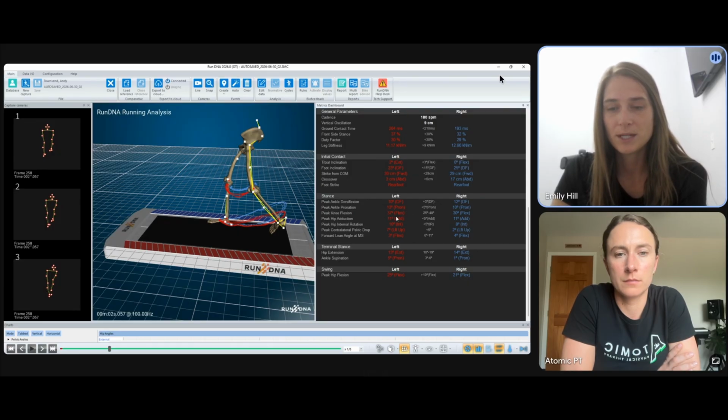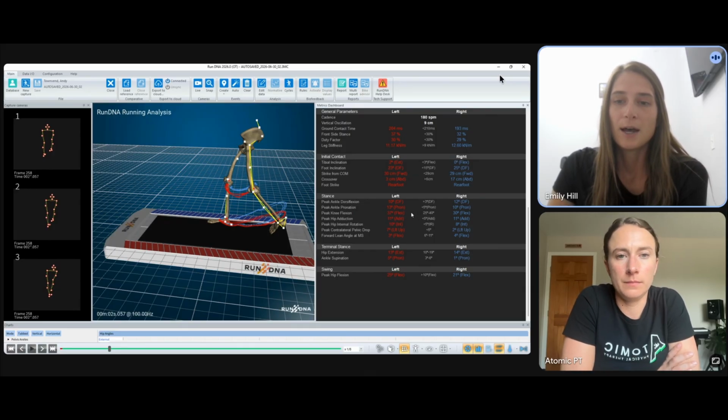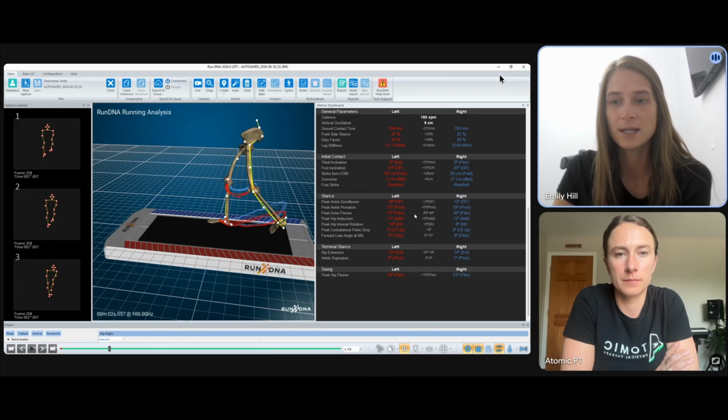Knee flexion is going to be the next one that we'll look at. Normative values, we want it to be somewhere between 25 to 40 degrees. On the left side, he has 37 degrees of flexion, so that looks good, kind of right in the middle of those normative values. On the right, he has 30 degrees. So again, another asymmetry to note there with that right and left side.